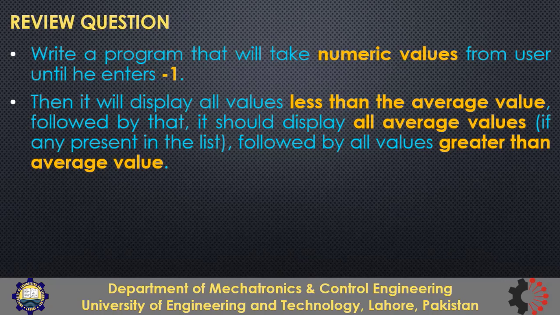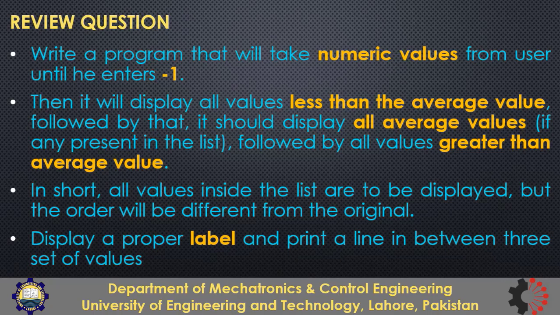entered by the user. There might not be any value which is equal to the mean of the values, but if there is any, that should be inside the second list. Then the third list must be the list of all values which are greater than the mean value. So in short, all values inside the list are to be displayed, but the order will be different from the original list. So that's all from this lesson.